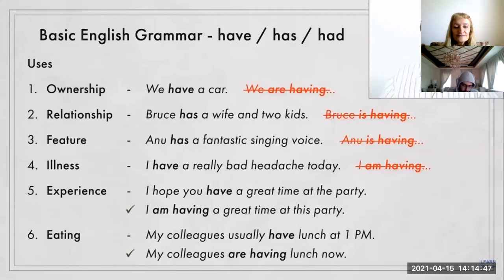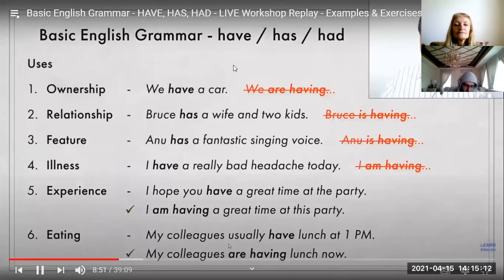Also, you can talk about the past. That is, you can use past continuous forms with experiences or to talk about eating and drinking. By that, I mean, you can say, I was having a great time at the party, but then I had to leave. Okay, was having is a past tense use. My colleagues were having lunch when our boss came into the office and told everybody to get back to work. Okay, so my colleagues were having lunch is a past tense use.